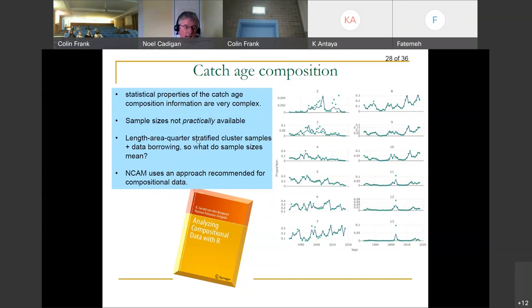And it's a very complicated sampling design in any event. It's length, area, quarter of the year, stratified cluster sampling. There's a lot of missing strata and there's data borrowing to fill in missing strata. So in the end, what does sample size mean anyway? NCAM uses an approach for compositional data, and a lot of thinking has gone into that. But I wish we knew the sample sizes.